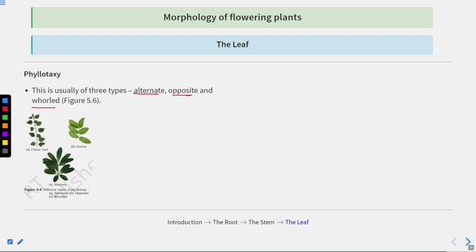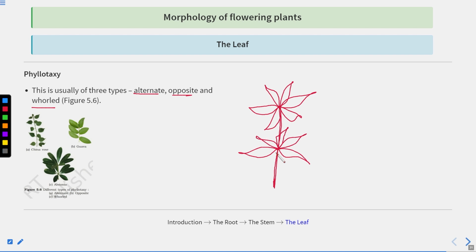In the case of whorl arrangement, just see how the leaves are arranged. At one particular point, you can see a number of leaves coming out, and again below it the leaves are arranged like this. So they are not coming out as opposite or alternate, but forming a whorl-like structure. This type of arrangement is called whorl arrangement. We have seen China rose. China rose is showing alternate arrangement.